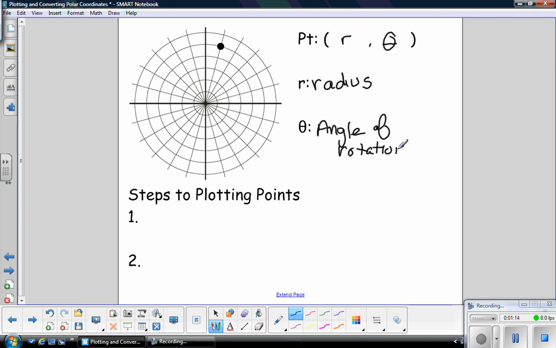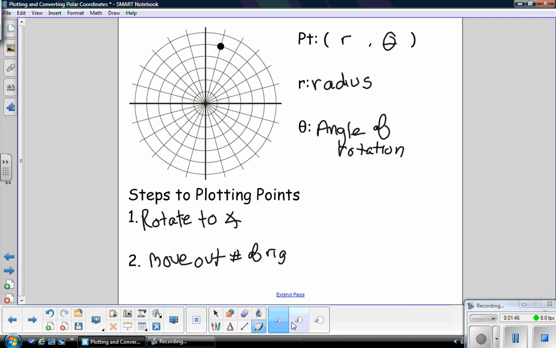So what you're going to do first is your steps to plotting polar points. The first thing you want to do is rotate to the angle. And then move out the number of rings of the radius.